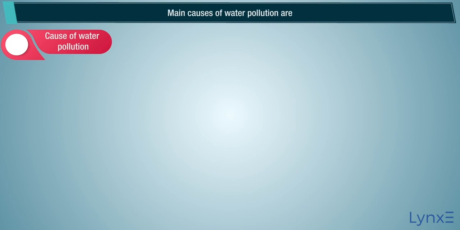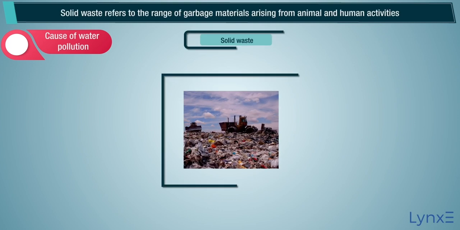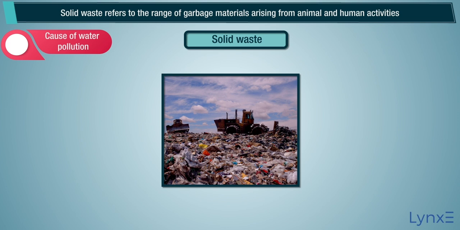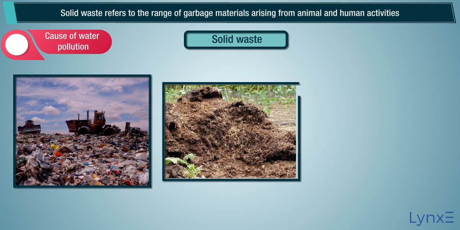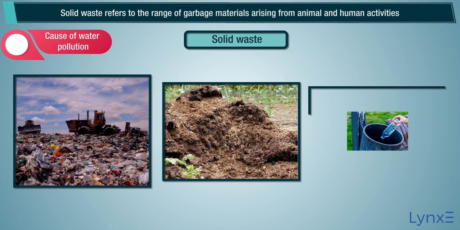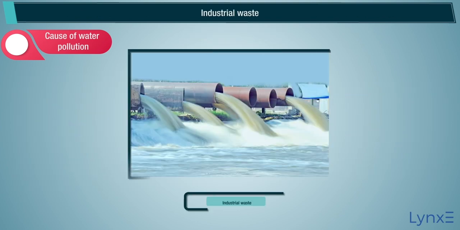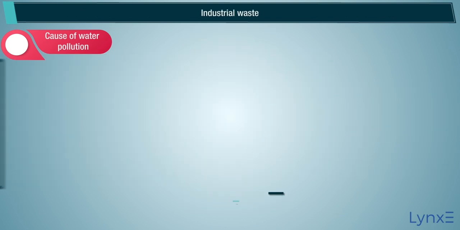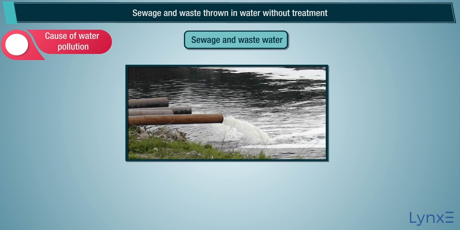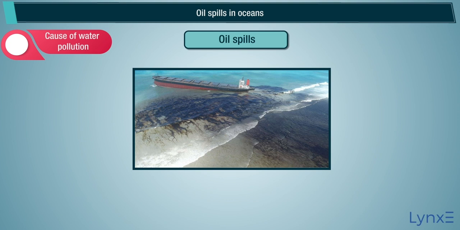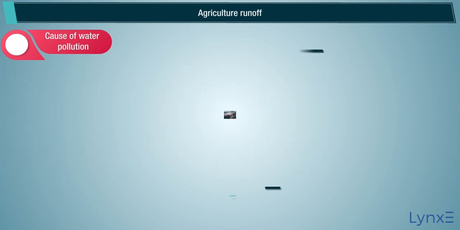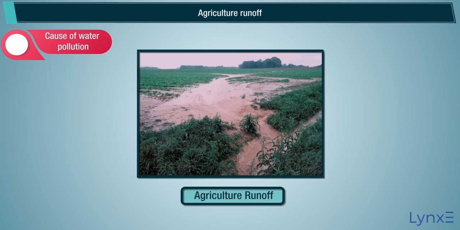Main causes of water pollution are: solid waste, which refers to the range of garbage materials arising from animal and human activities. Industrial waste. Sewage and waste thrown in water without treatment. Oil spills in oceans. Agriculture runoff.